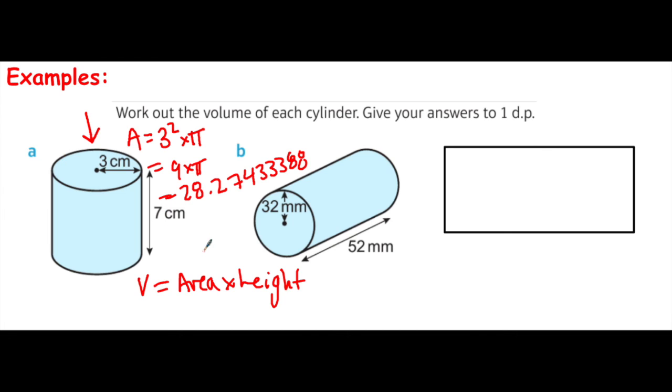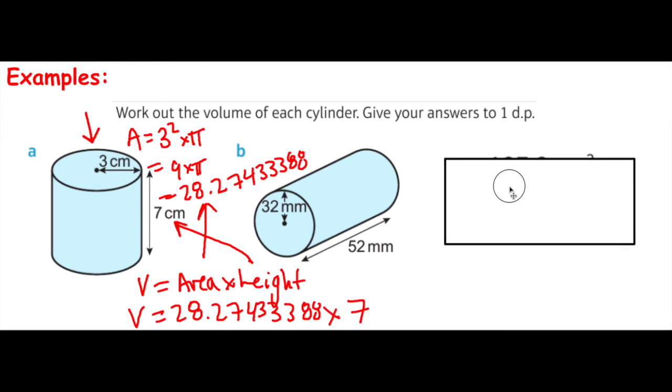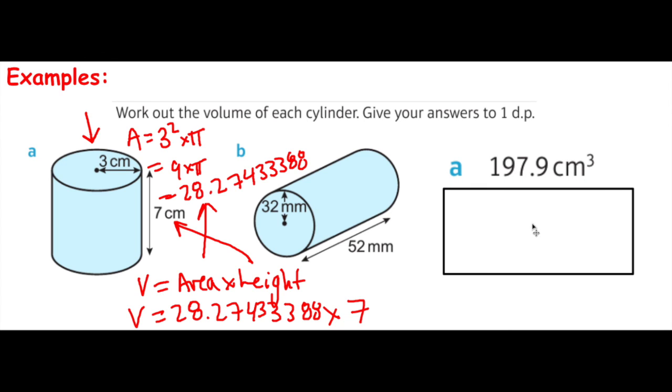And then all we have to do is take the area of the front face, or the circle, and times by the height of the cylinder, which is 7. So all we have to do to get the volume is take that 28.2743388 number and we multiply it by 7. Now, you type this into your calculator and you round it to one decimal place. Did you get this value here? I really hope you did.